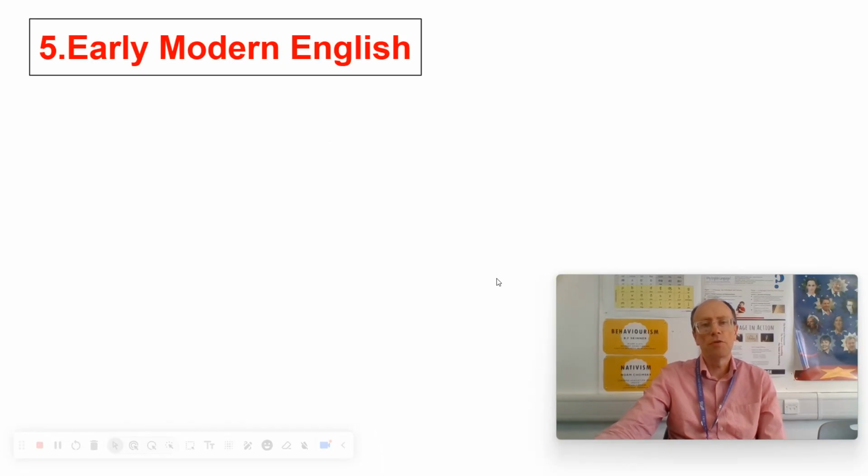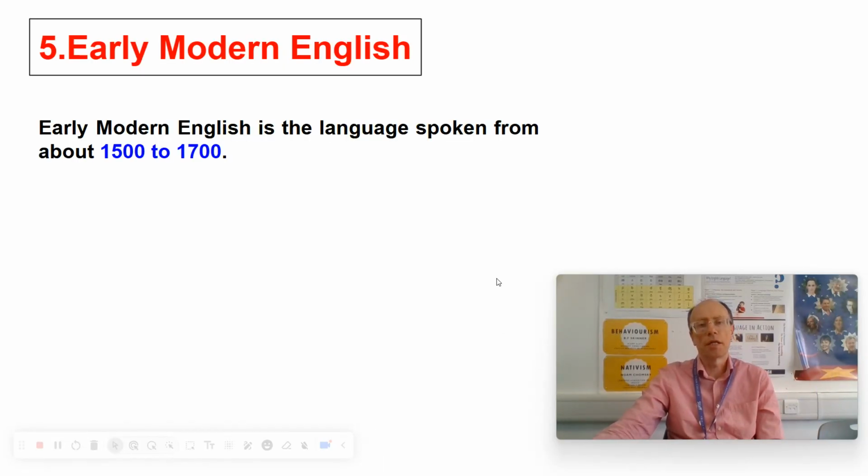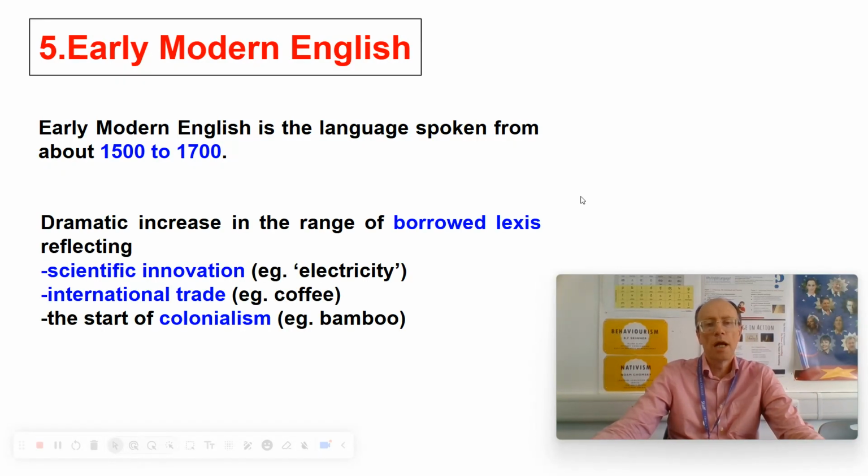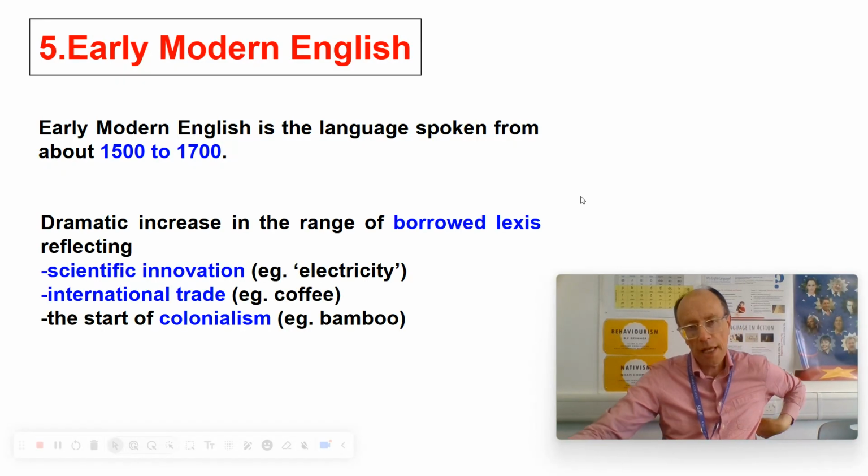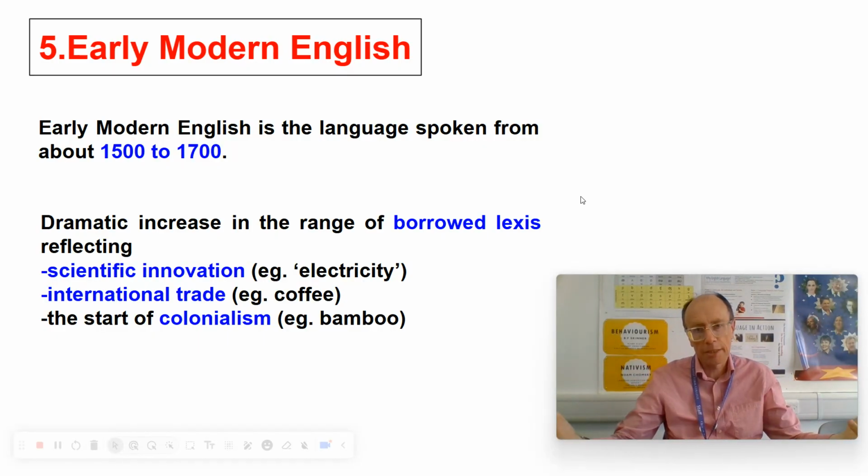All right, we're now going to move into early modern English. So this is language spoken from 1500 to round about 1700. So roughly, this is the age of the Renaissance period. We have got in this era a lexical explosion.